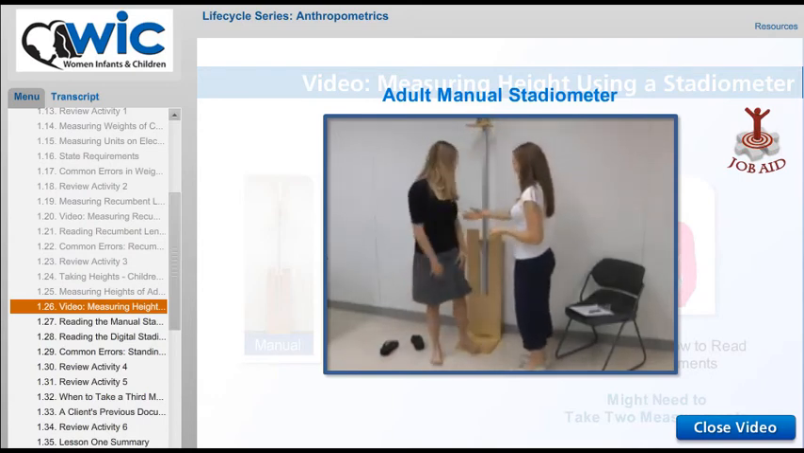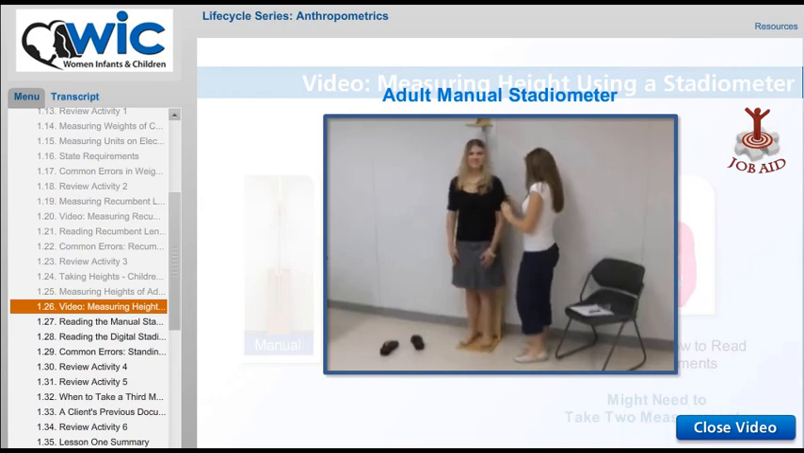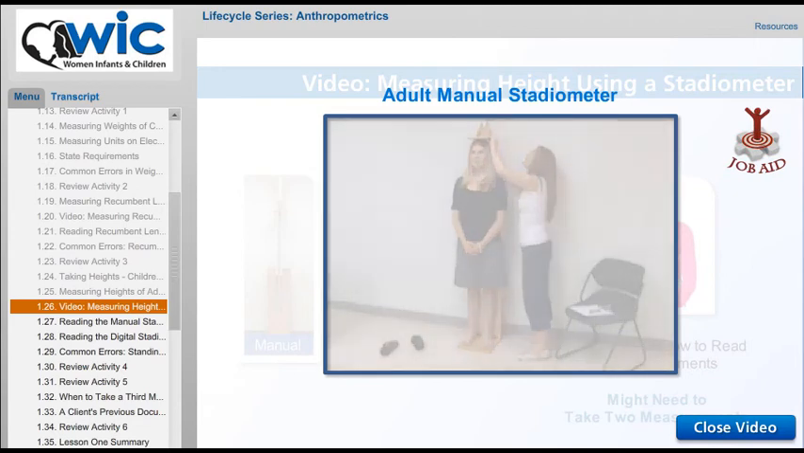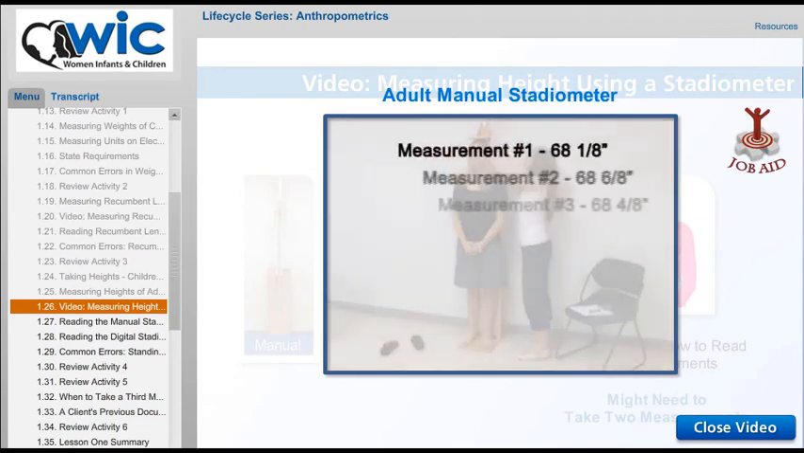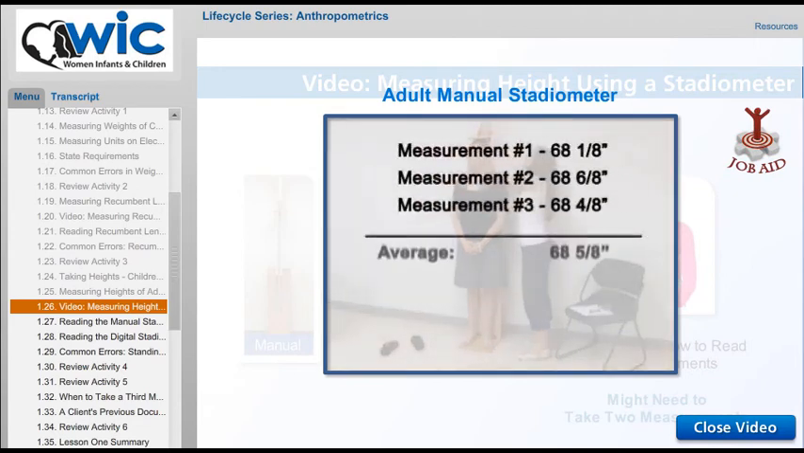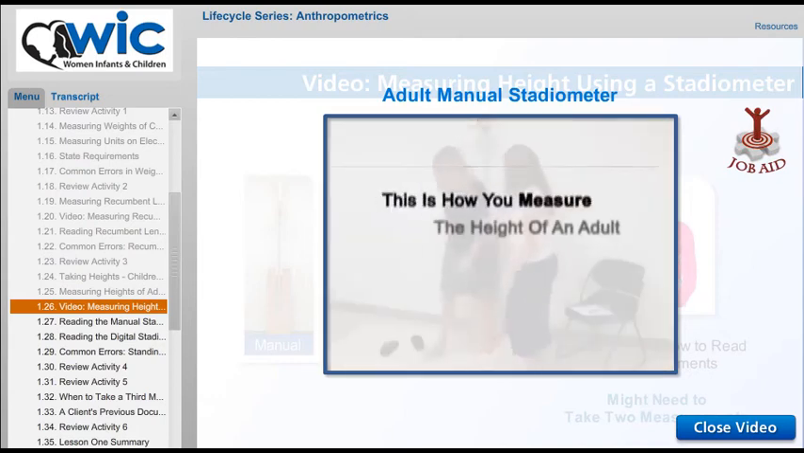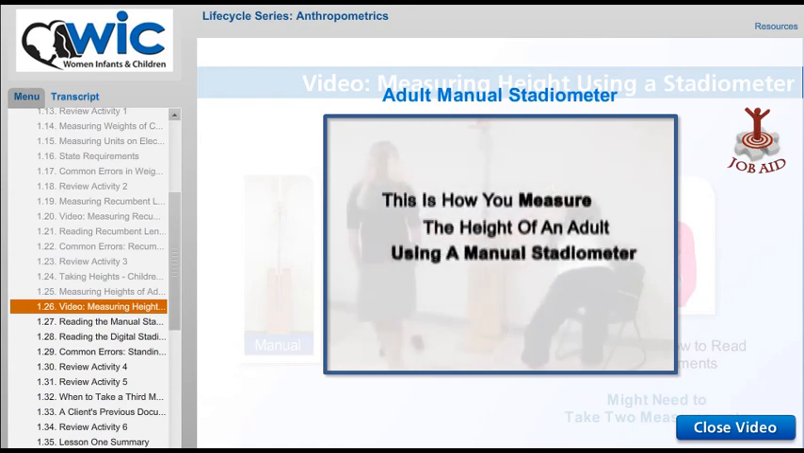Loosen and move the headboard up. Recheck the client's position to make sure the client's heels, buttocks, shoulders, and head are all flat against the vertical beam. Lower the headboard firmly onto the client's head and take a second measurement. These 2 measurements need to be within 1/4 of an inch. If they aren't, take a third measurement and use the average of the 2 closest measurements. This final value can then be entered in the computer system along with the date it was taken. This is how you measure the height of an adult or child using a manual stadiometer.